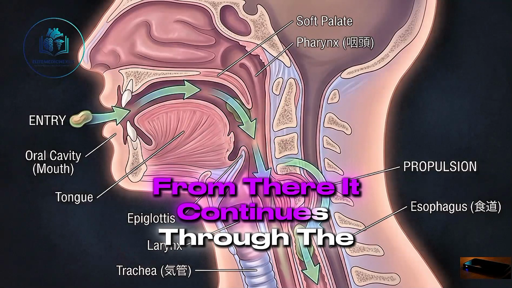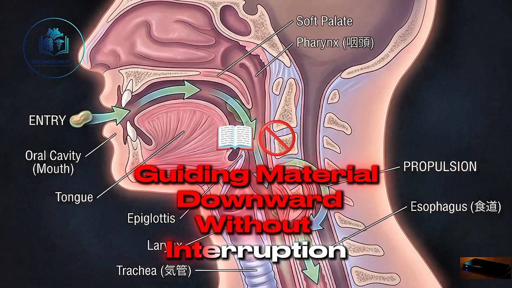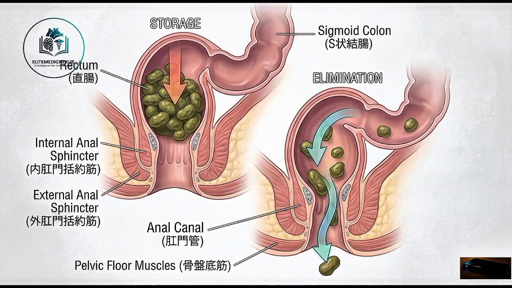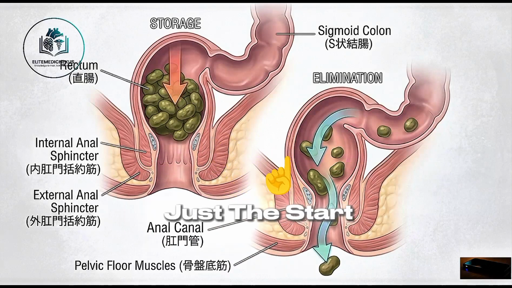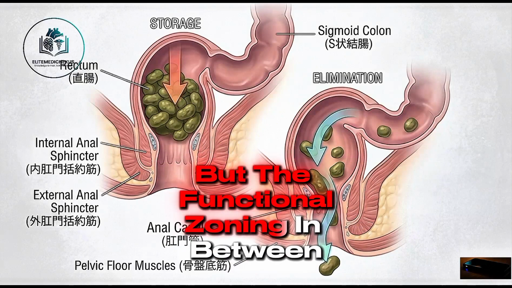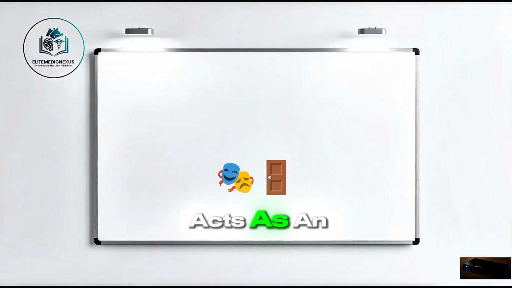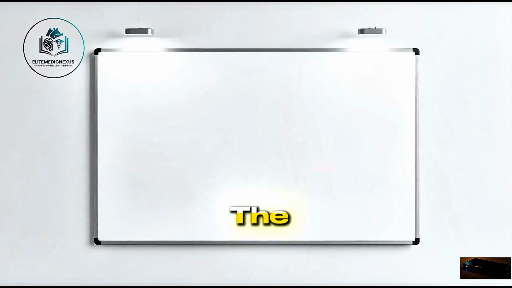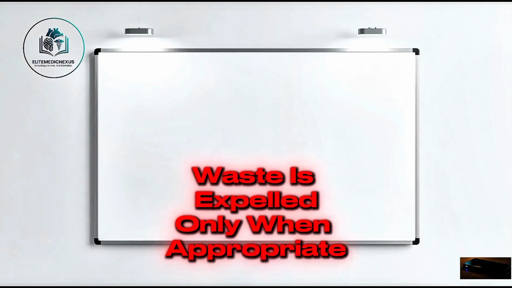From there, it continues through the pharynx and esophagus, which act as a transitional conduit guiding material downward without interruption. On the opposite end, the inferior boundary is defined by the anal canal, which serves as the controlled exit point of the entire system. What is clinically important is not just the start and end points, but the functional zoning in between. The upper boundary region, which includes the mouth, pharynx, and esophagus, acts as an entry and propulsion gateway where food is prepared and transported. The lower boundary region, which includes the rectum and anal canal, functions as a storage and regulated exit, ensuring waste is expelled only when appropriate conditions are met.